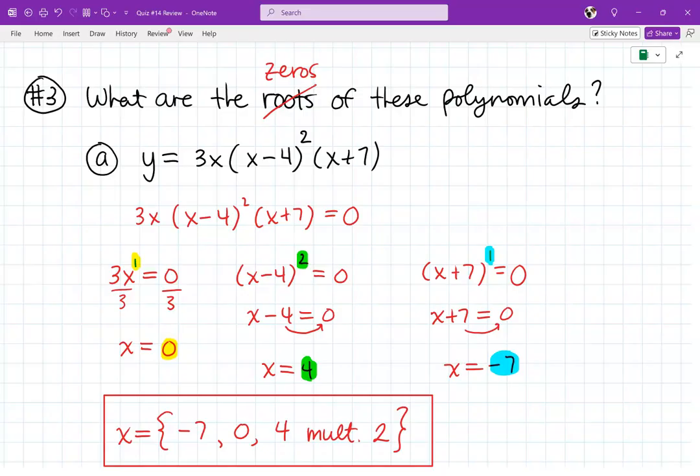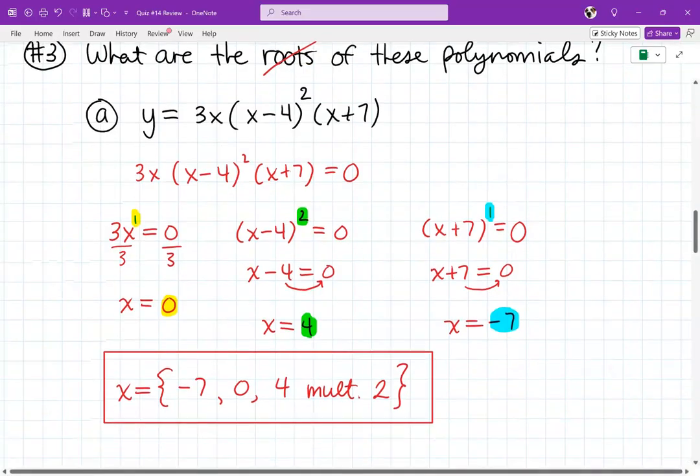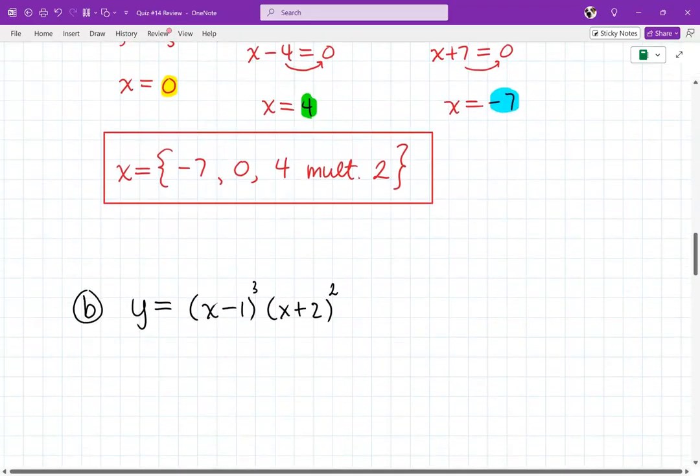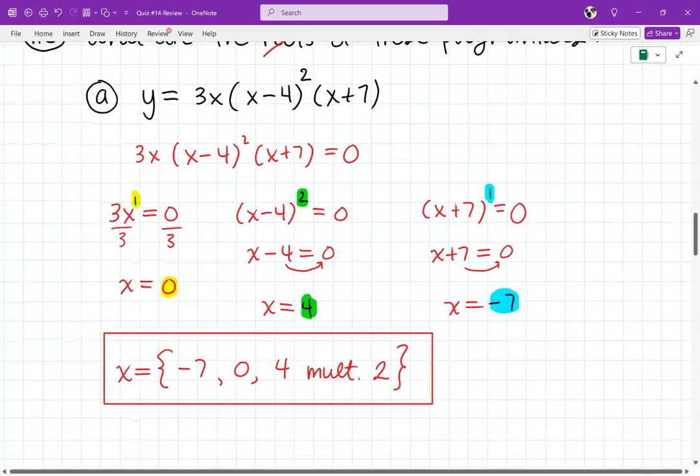They're odd. That means if you were looking at a graph, it passed through. Okay? Whereas 4 came from a power of 2. That 4 is even multiplicity, which means it would bounce off of that number when you're looking at a graph. So just don't forget about that. We're going to discuss that in the review, but just think about that when we do it. Any questions on this one before I move on?